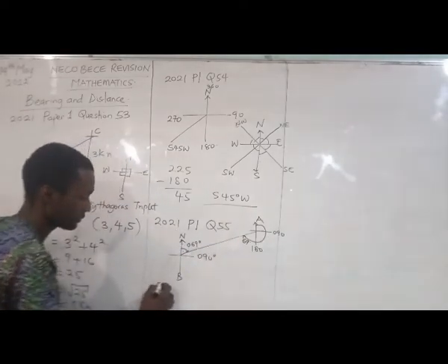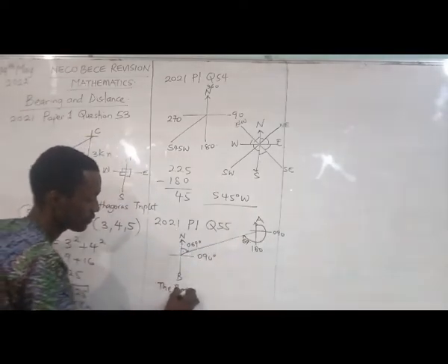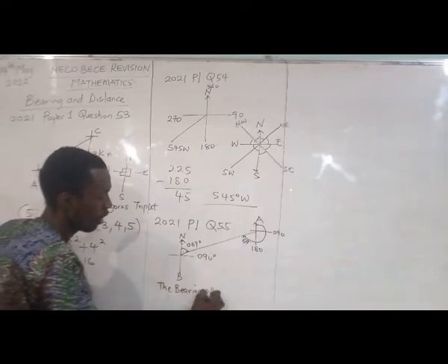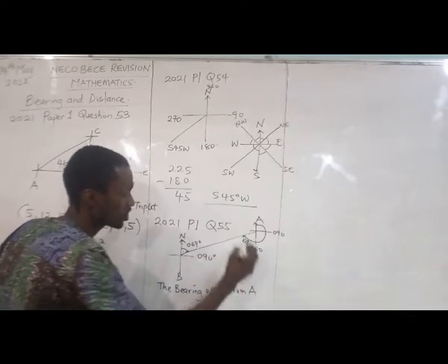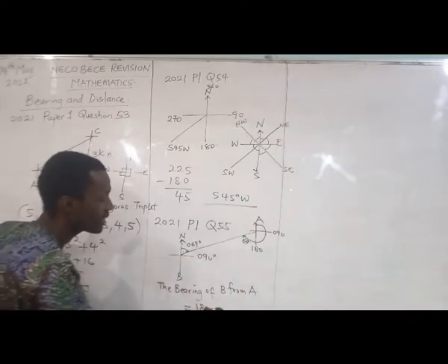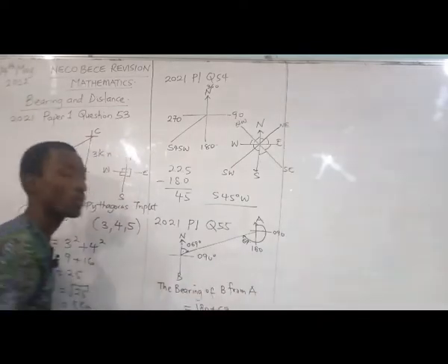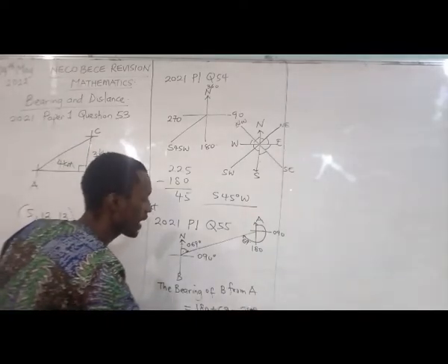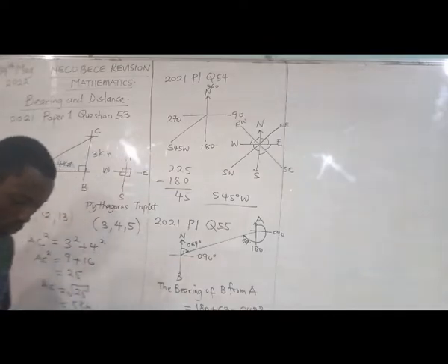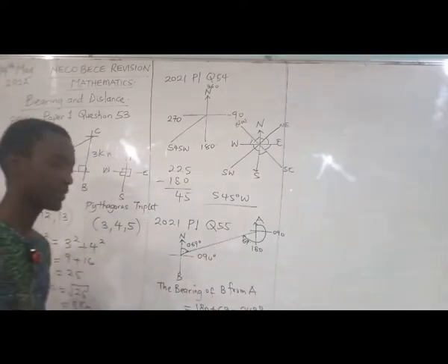So the bearing of B from A will simply be what? Adding 69 to what? 180. And if you do your addition well, that will be 249 degrees. So that answer becomes what? 249 degrees.